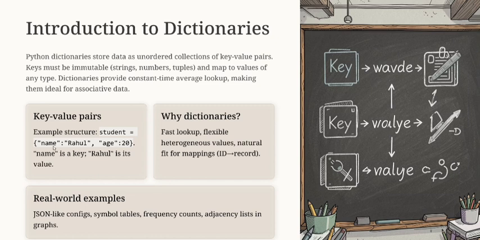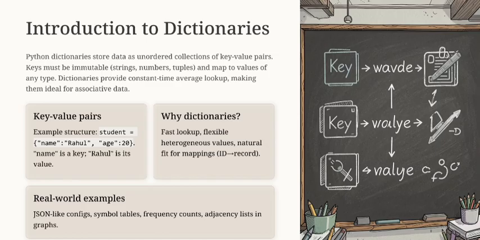So this is the key and this is the value. Name is a key and Rahul is the value. And here, age is another key and 20 is its value. You might have a question: why do we use dictionaries?